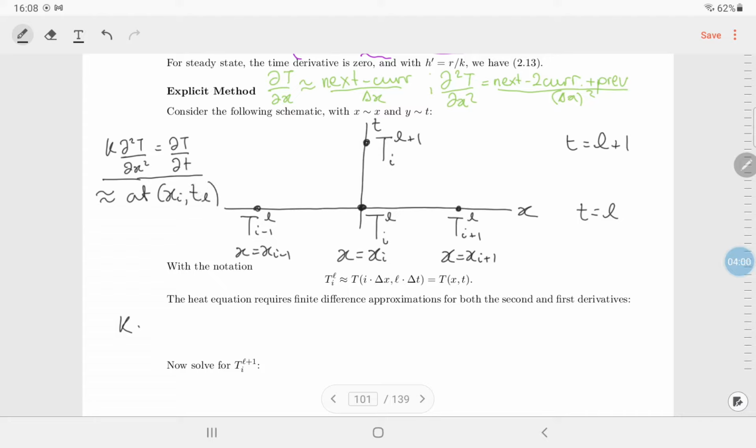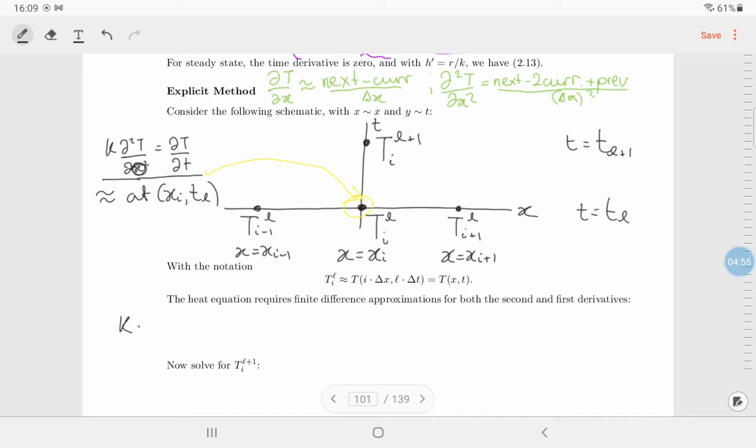I'm going to have to slightly change this, because this should be t_(l+1). This should be t_l. The T_i^l notation just means i delta x's from the left and l delta t's from the initial time. So we're trying to approximate this equation at this point, which is a point in distance and in time. Let's approximate the second derivative using the formula up in the top right hand corner. It is a derivative with respect to x that we're looking at, and that means when we talk about next, current, and previous, it must be with respect to x, along the horizontal line.